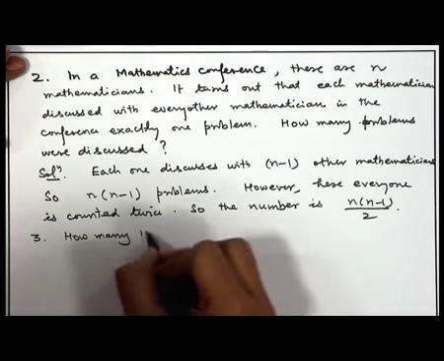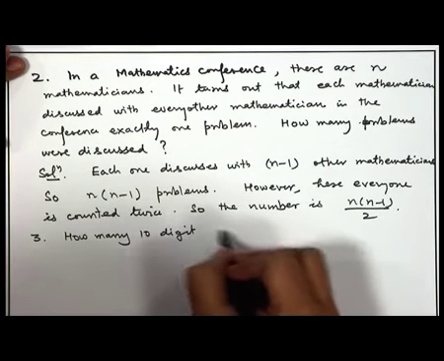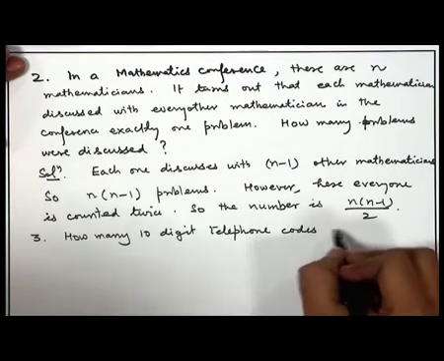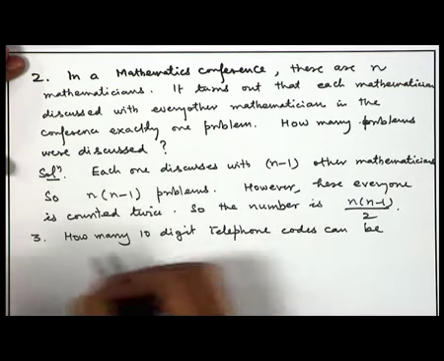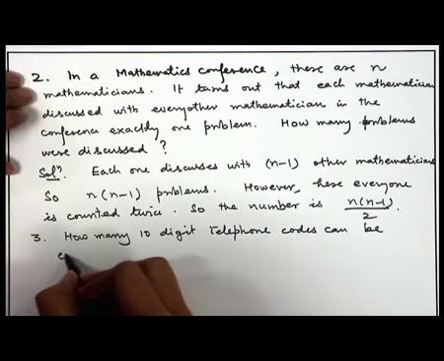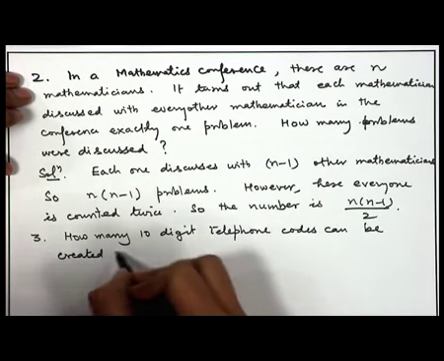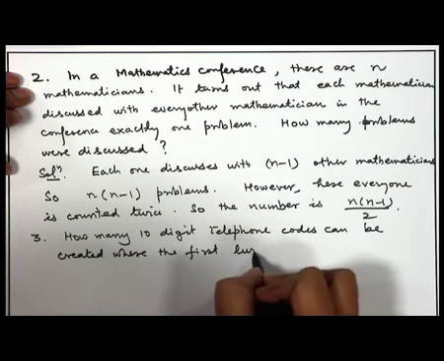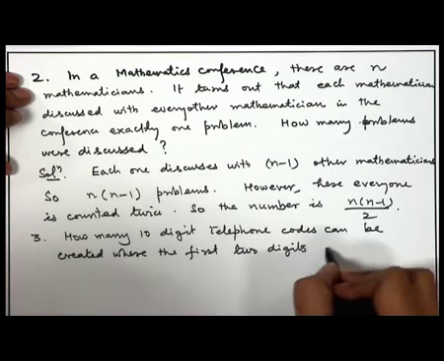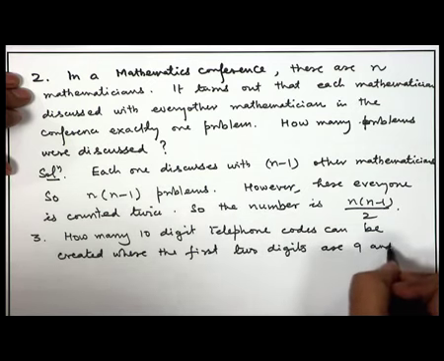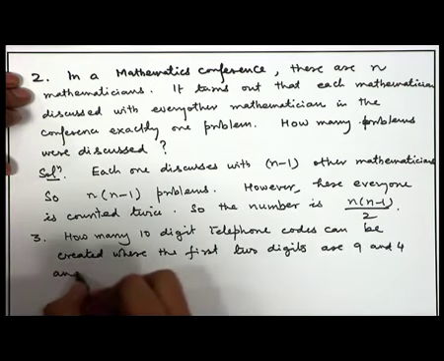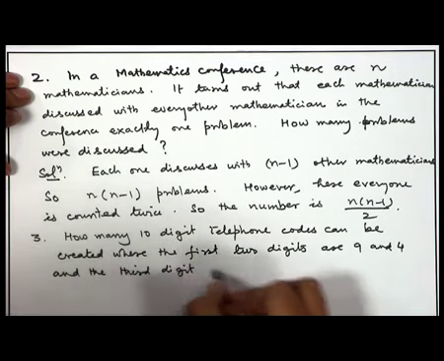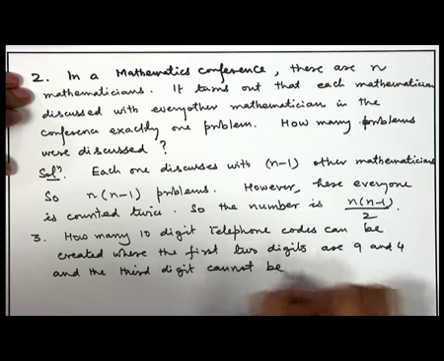How many 10 digit telephone codes can be created where the first two digits are 9 and 4 and the third digit cannot be 0.